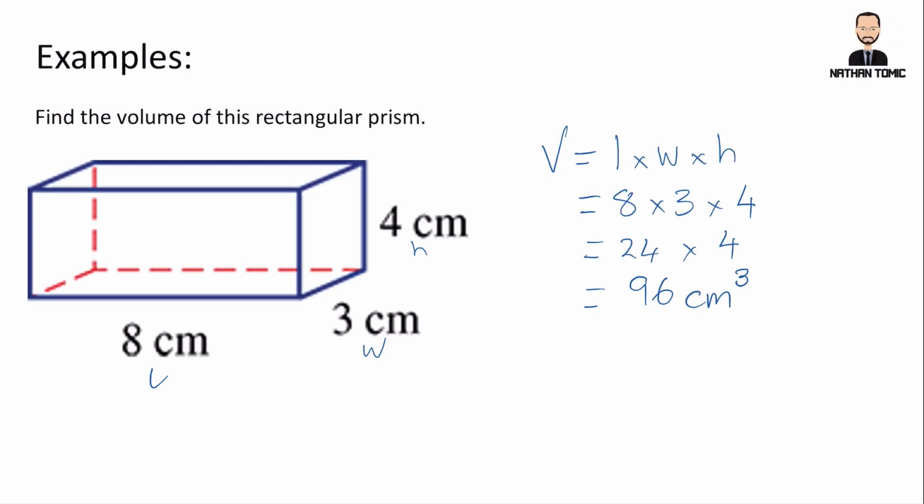So a simple rectangular prism there. Also known as a cuboid, remember. And it's length times width times height. And we just have to plug in the numbers.